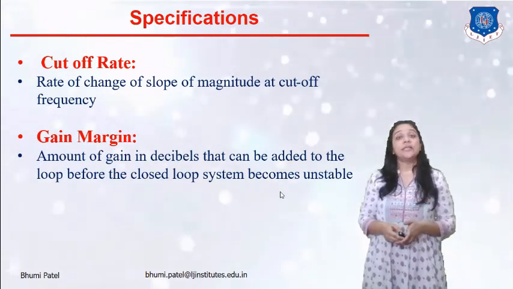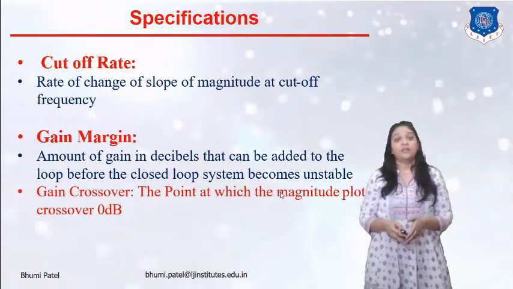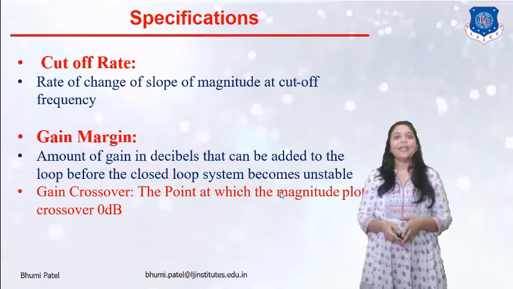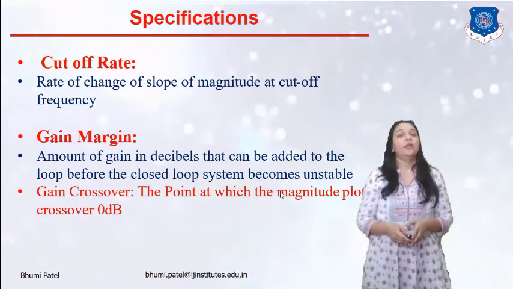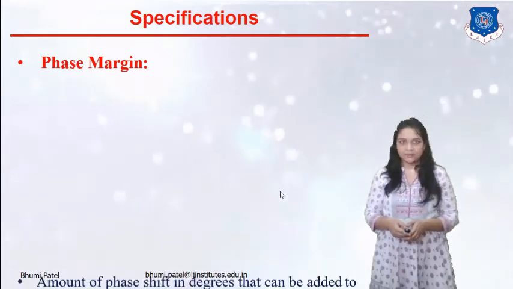This is known as the gain margin of the system, and the gain crossover frequency is the point at which the magnitude crossover is 0 dB. It is known as the gain crossover. Now the next important specification is the phase margin.